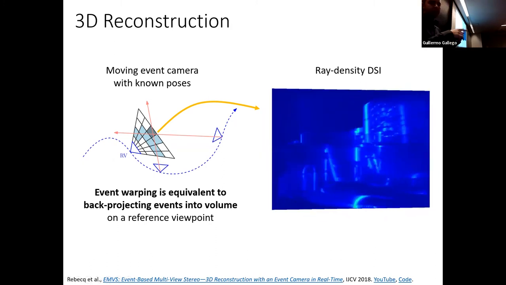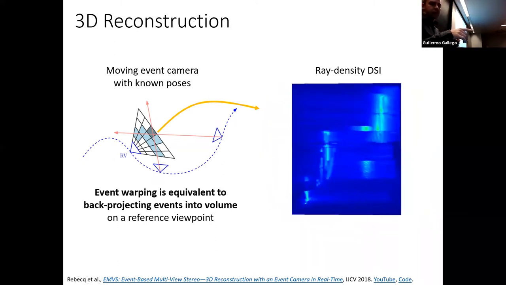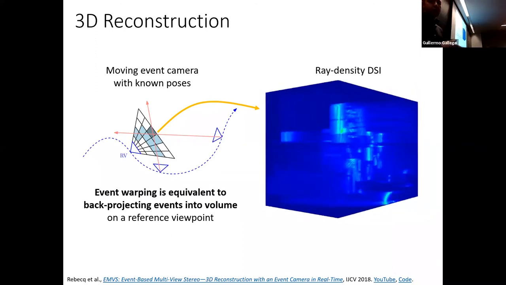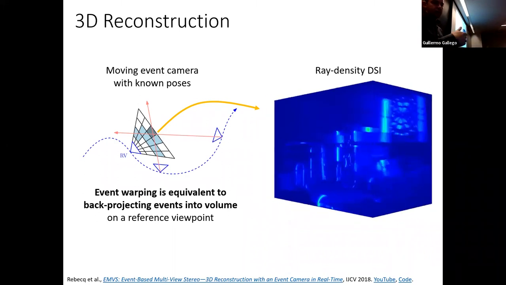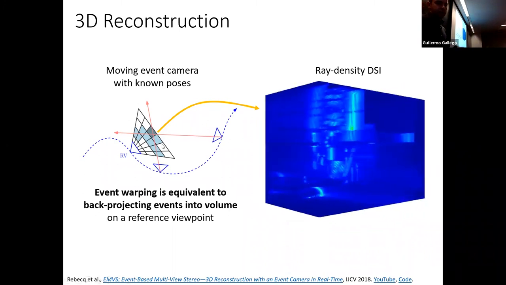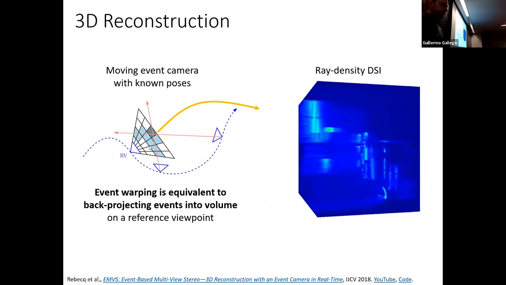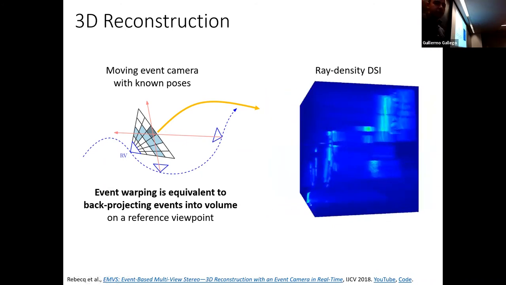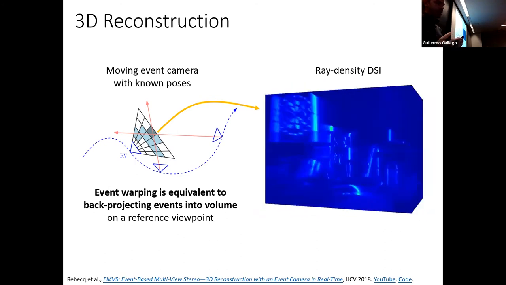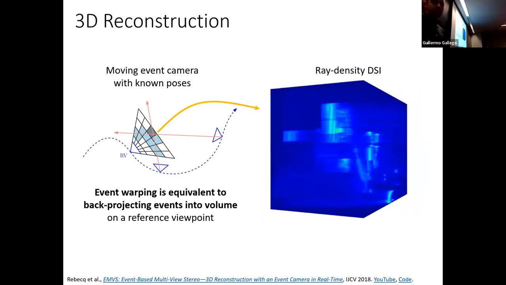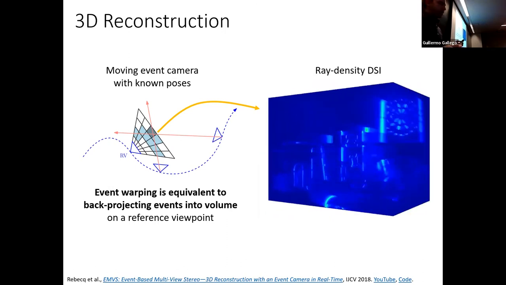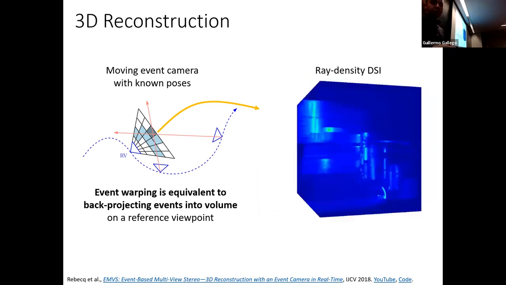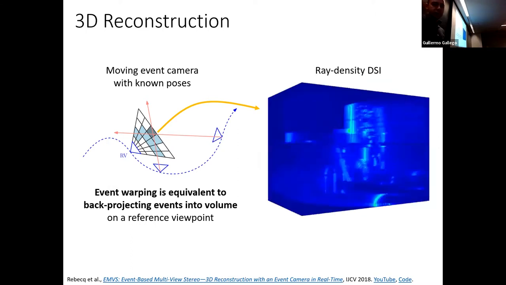The size of this volume is the X pixels, the Y pixels, and then the Z, which is just the number of depth planes that we sample in space. We see that the regions that are light blue correspond to regions where many events were back projected. And they look like the regions where there is 3D structure. The darts are in the back, and the Arc de Triomphe is here in the front.